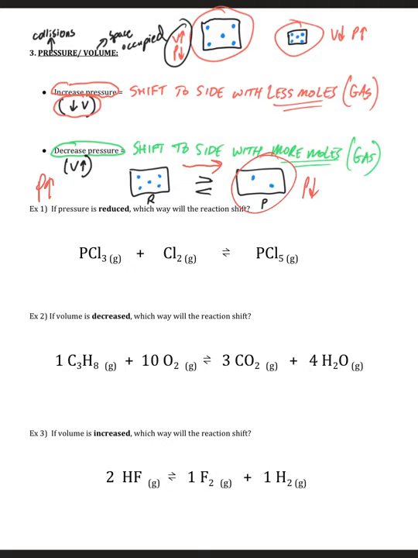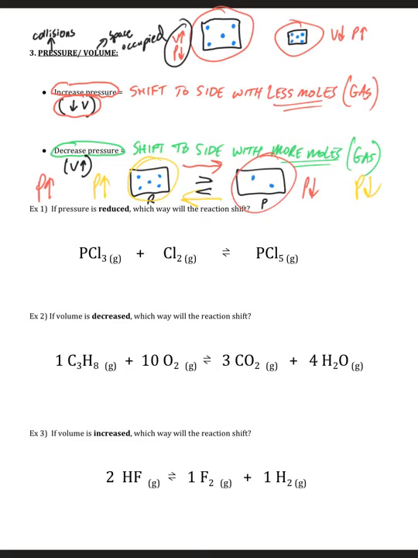Now, on the other hand, if pressure were to decrease, then the reaction is going to shift in a way to increase that pressure. Well, which side of this reaction has more pressure? The side with more moles. More moles, more collisions, higher pressure. So if pressure were to be decreased of this particular reaction, it would shift to the side with more moles, which would lead to increasing that pressure back up.